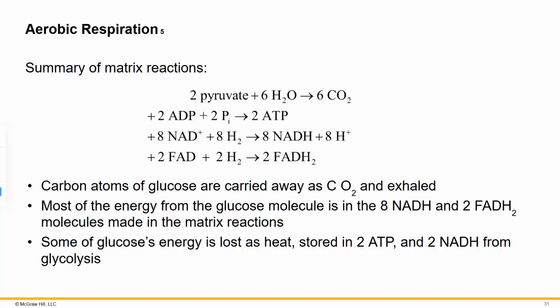The carbon atoms of glucose are carried away as carbon dioxide and exhaled. So when you're asked questions like, why do we breathe? Well, we have to bring oxygen in to serve as a terminal electron acceptor for the electron transport chain. Why do we breathe out? To eliminate carbon dioxide. Carbon dioxide accumulates in the tissues, and we'll learn about the acid-base balance of the body, but it gets converted to bicarbonate, transferred through the bloodstream to the lungs, where it's exhaled as carbon dioxide.